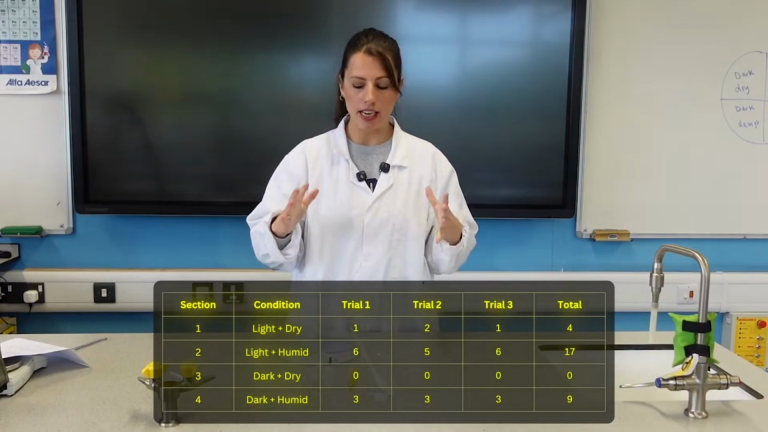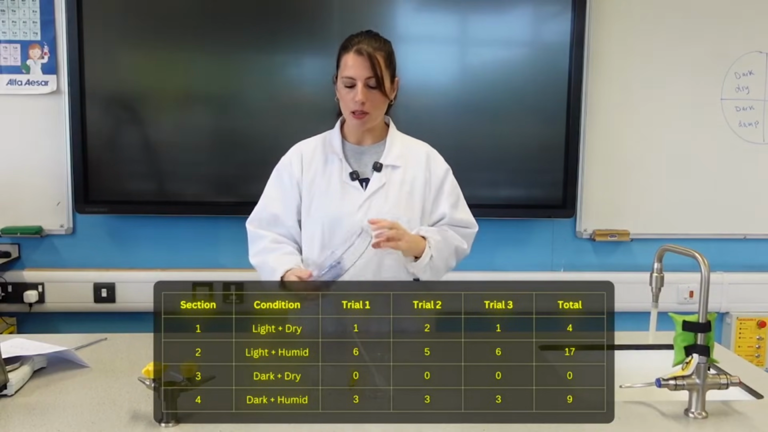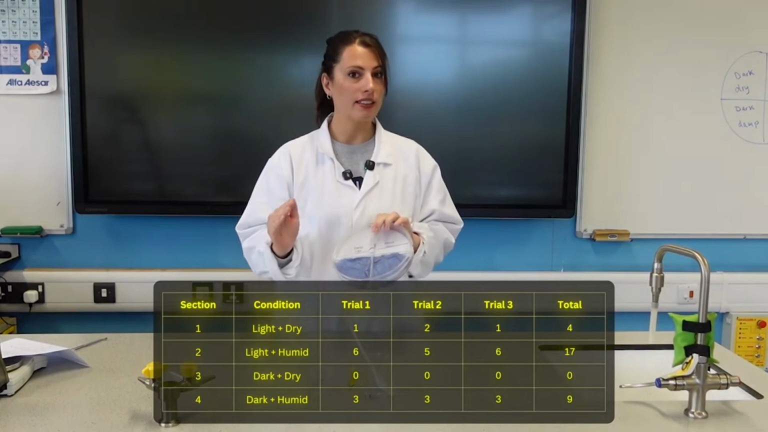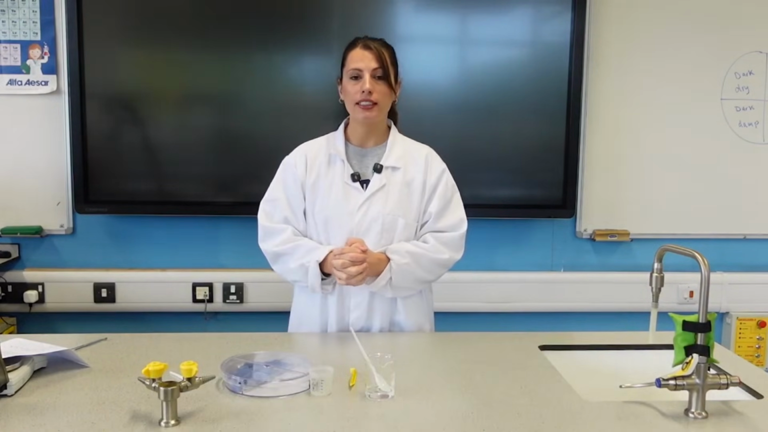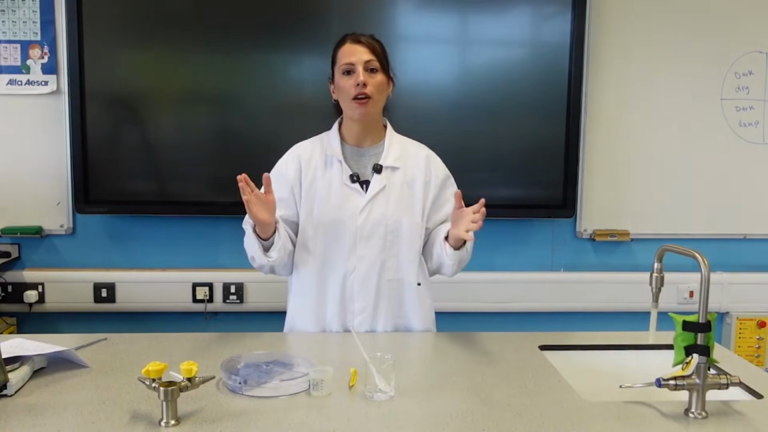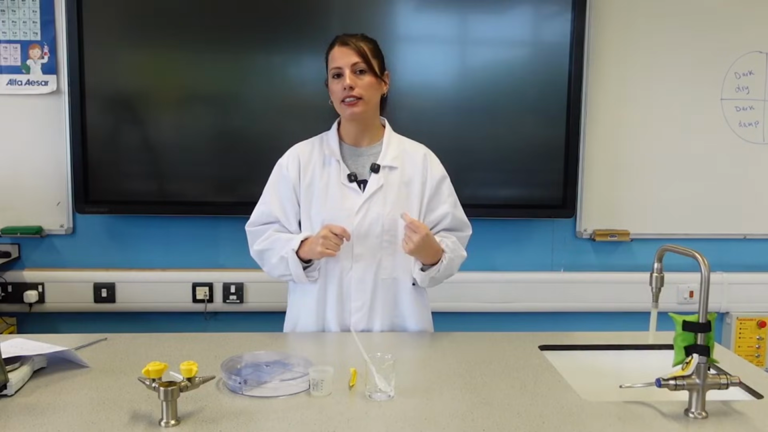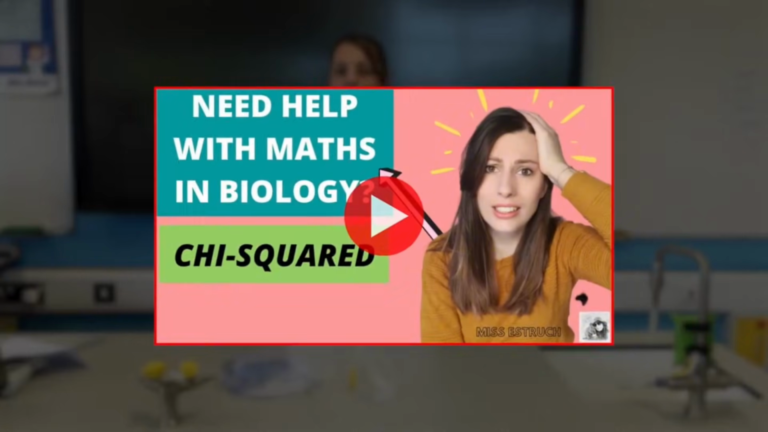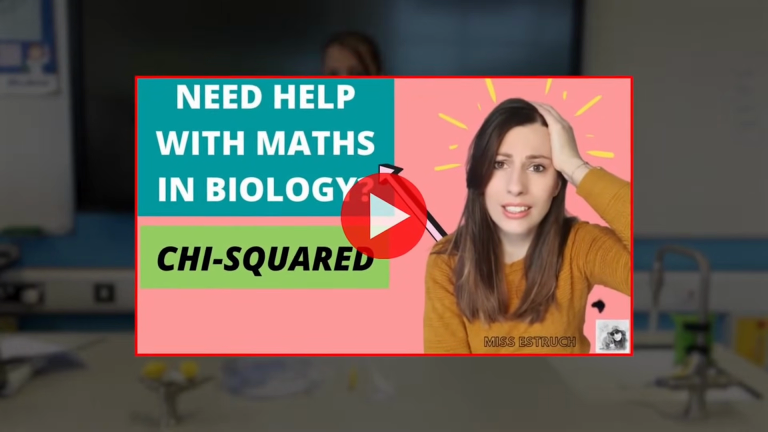Once the students have repeated this at least, so they've got 3 trials so they can calculate a mean and discard any anomalies, then we can start to think about how we can use the chi-squared statistic. So in our chi-squared statistic, I'm only going to go through the brief information here. If you do want a full video on how to calculate the chi-squared statistic, then I'll link that in the description because that's actually over on my other channel, Estruch Biology.